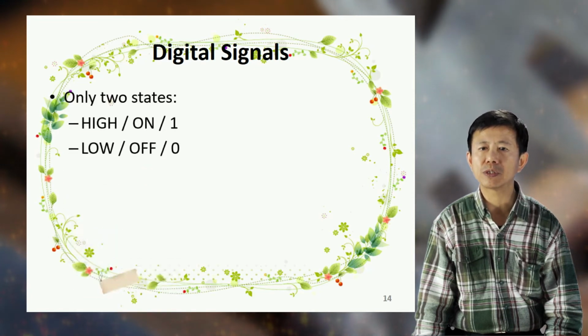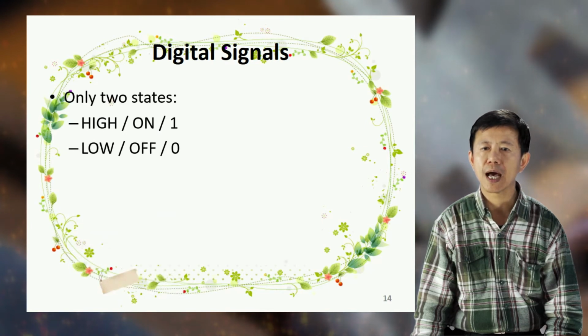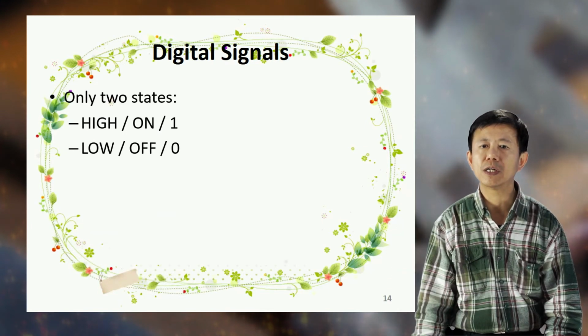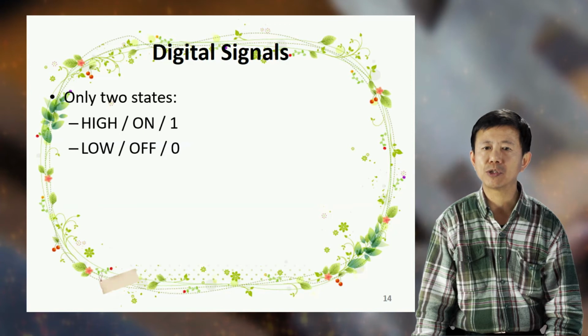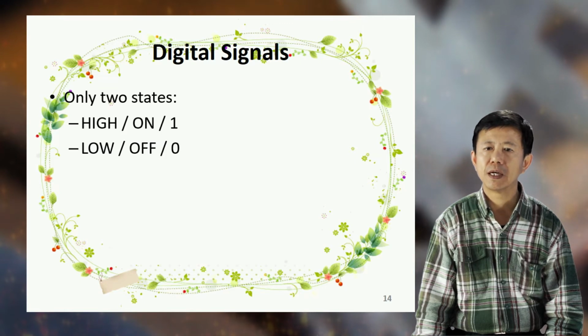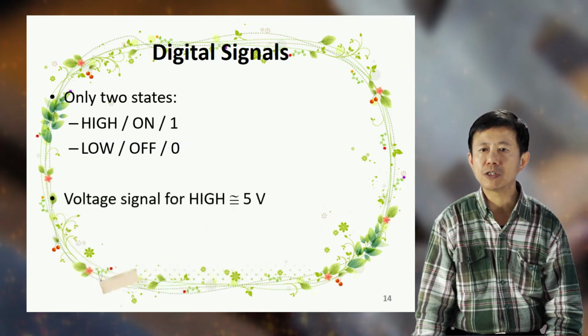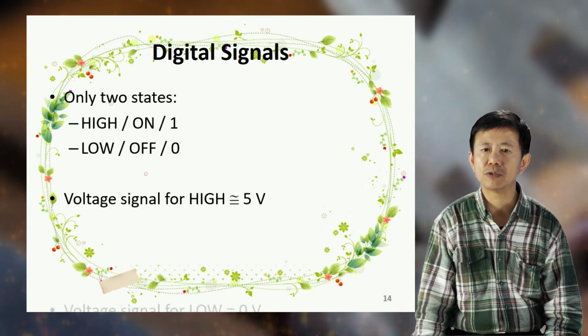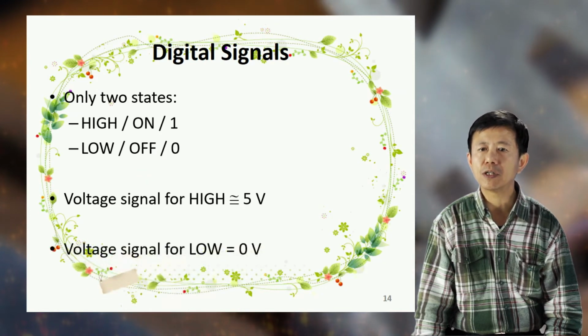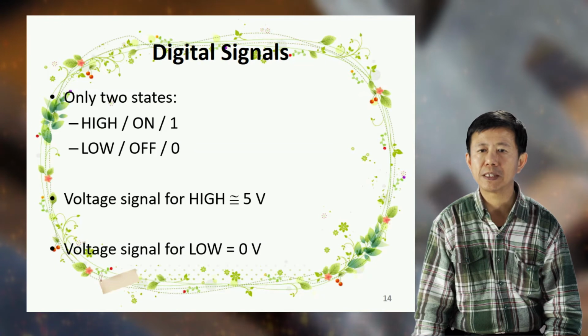There are only two states of digital signals, high and low. Alternatively, as a result of switch action, on is preferred to high, and off is used instead of low. In the binary world, 1 is used for on, and 0 for off. Voltage signal for high will be a little less than 5 volts on your Uno, and voltage signal for low will be 0 volt on most systems.